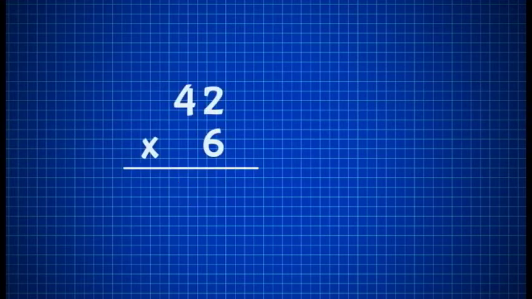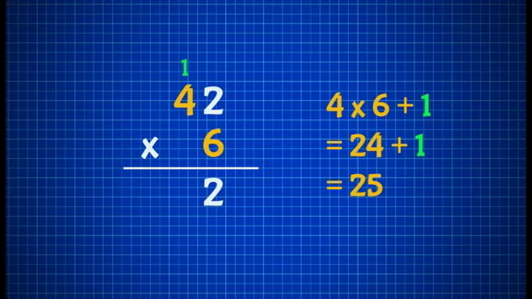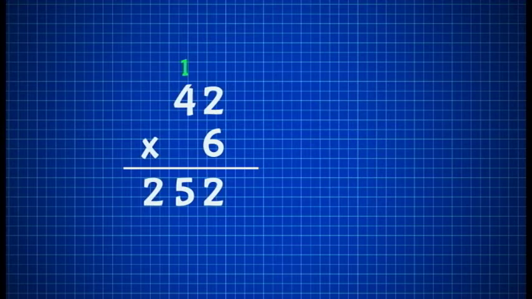Now we look at 42 times 6. Let's start with the ones place. 2 times 6 is equal to 12. Now, 12 is more than 10. We bring one 10 to the tens place and we write 2 in the answer. We move on to the tens place. 4 times 6 is 24, and we add the carryover: 24 plus 1 is 25. Combine the answers, you have 252.